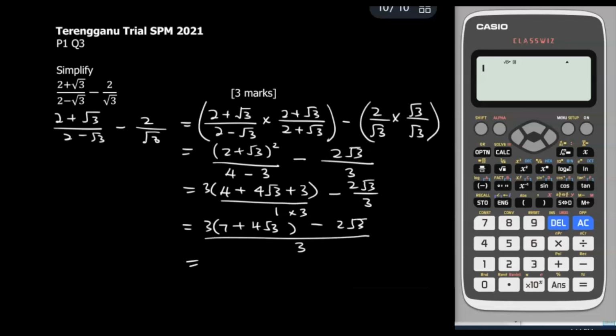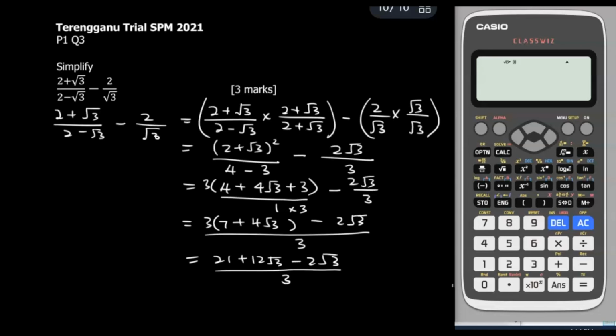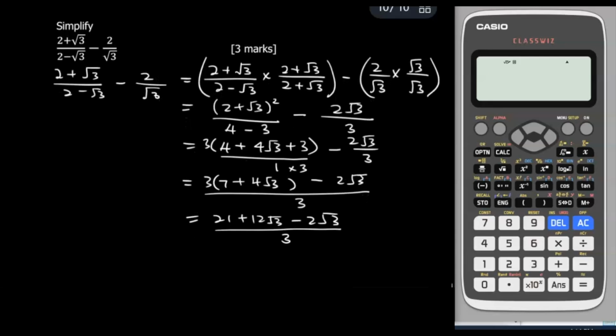Okay, so let's solve this. This one will be times inside. So we get 21, then plus 12 surd 3, then minus 2 surd 3, whole thing over 3. Okay, so now what we can simplify? See, 12 surd 3 minus 2 surd 3, we can do this. So it equals 21 plus 10 surd 3 over 3. And this is the final answer.